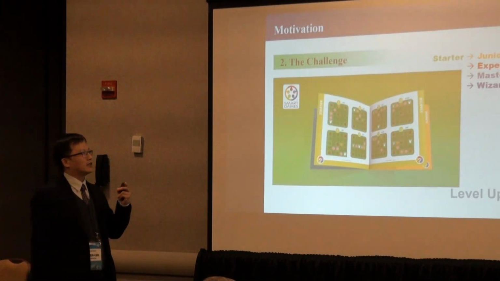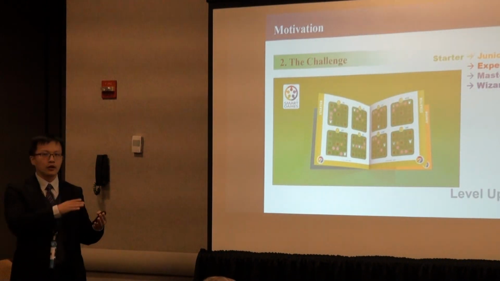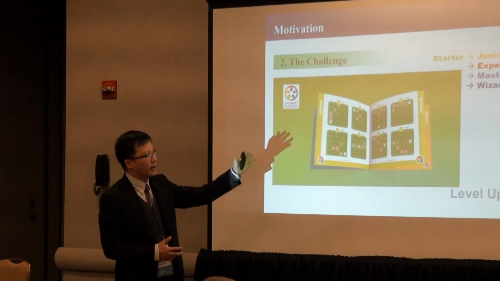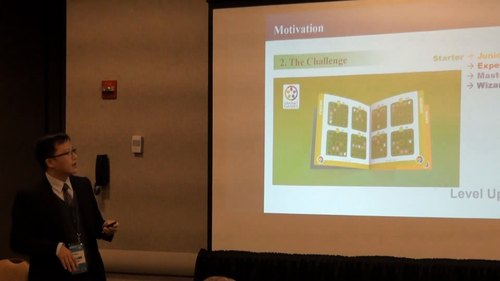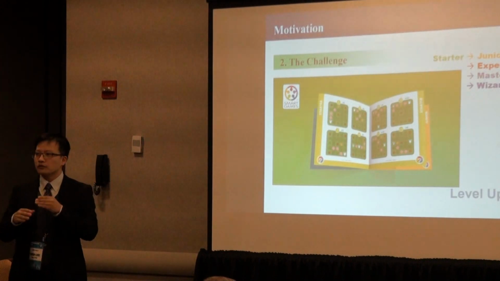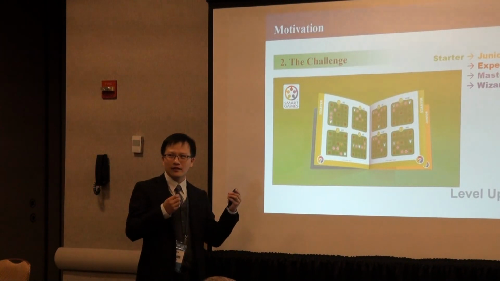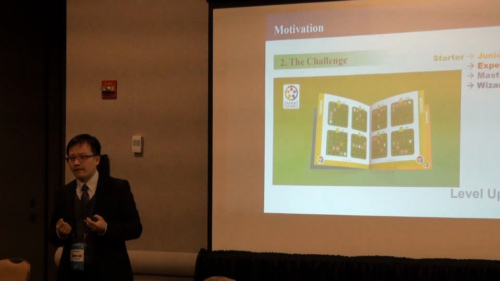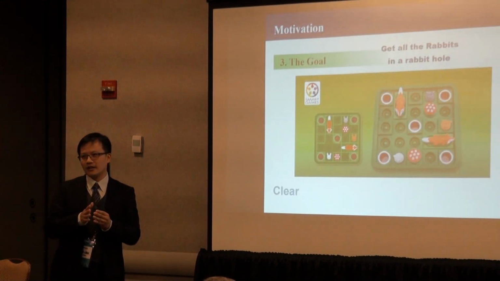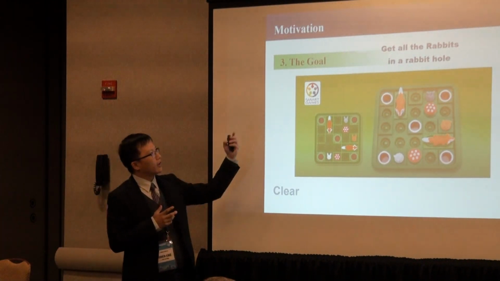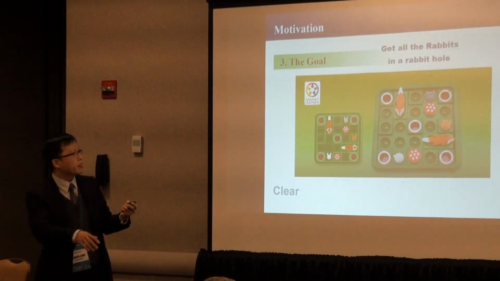The second important component is the challenge. This game has 5 different levels, from simple to complex, and each level has 12 challenges that are similar in difficulty. That's the second inspiration I got. We need to define different levels for students, and when students are notified that they level up, they are encouraged and get more confident. The third important component is that the goal is clear. Like this game, the goal is to get all the rabbits into a rabbit hole. It's very clear and very simple.